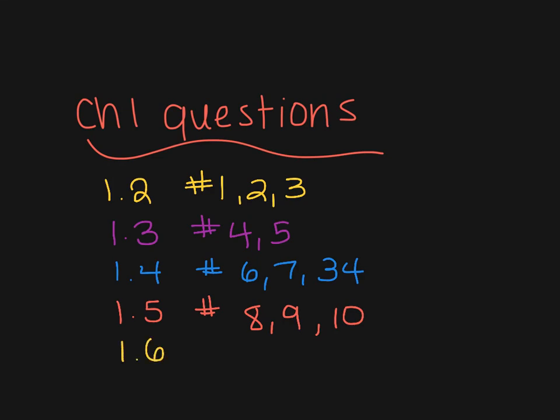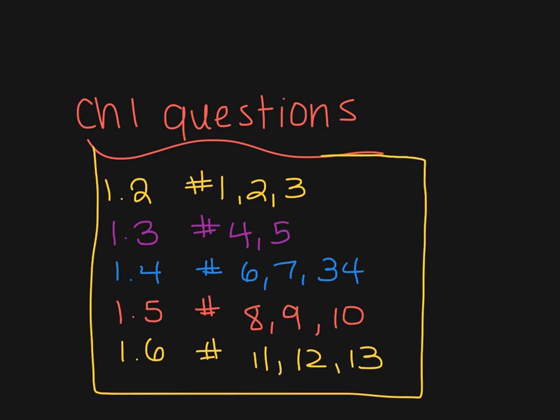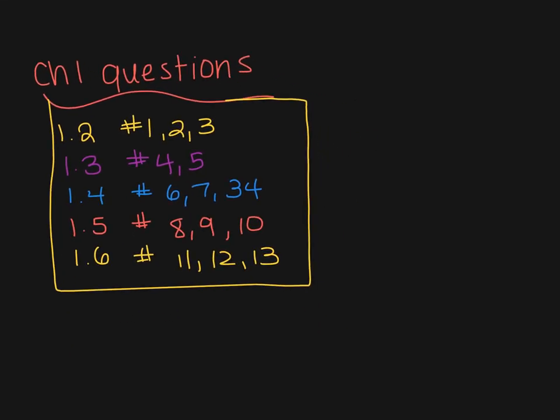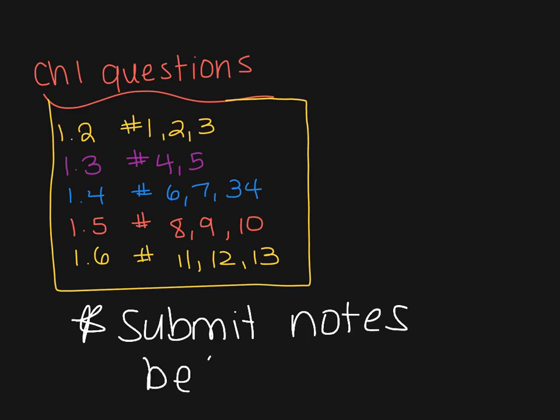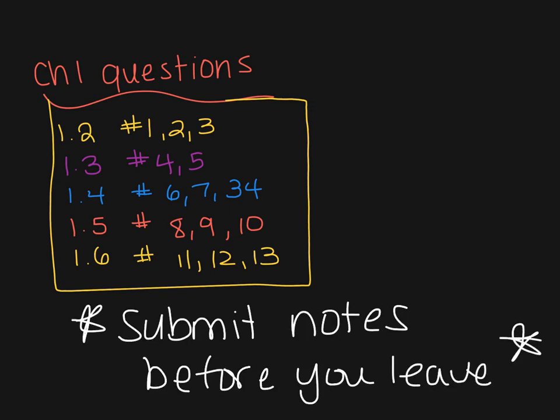And 1.6 are numbers 11, 12, and 13. So those parts of your packet are from chapter 1. That's what you want to spend the rest of the class working on. And also don't forget that you need to submit your notes before you leave the classroom. And then you can continue to work on the packet as much as you can, but we'll also do a video for the remaining chapters 2, 3, 4, and 5.